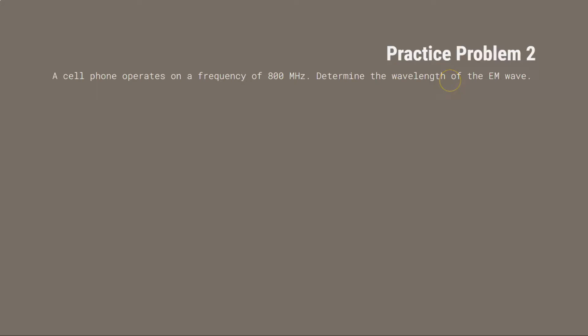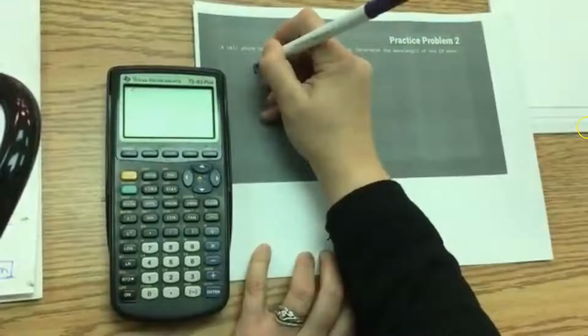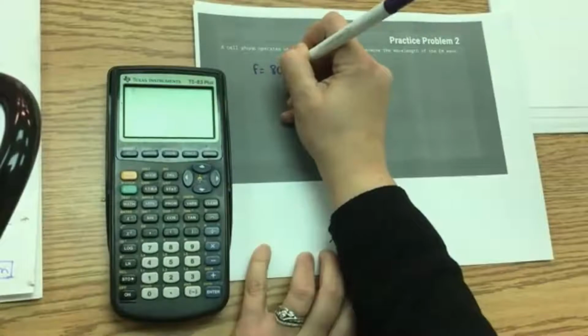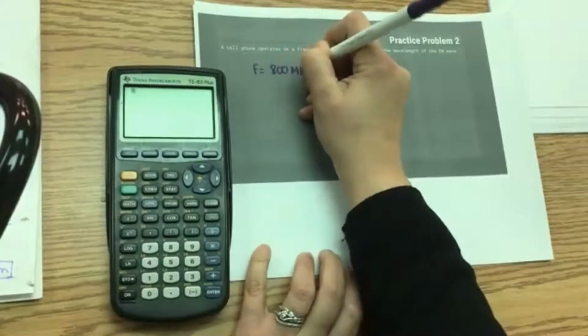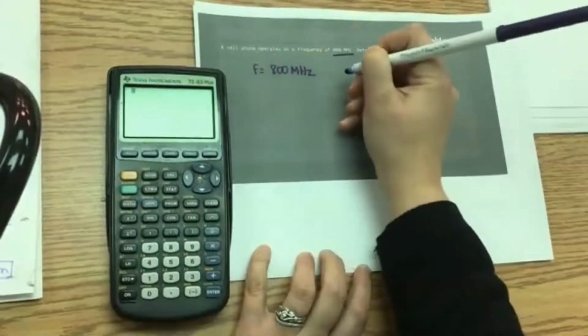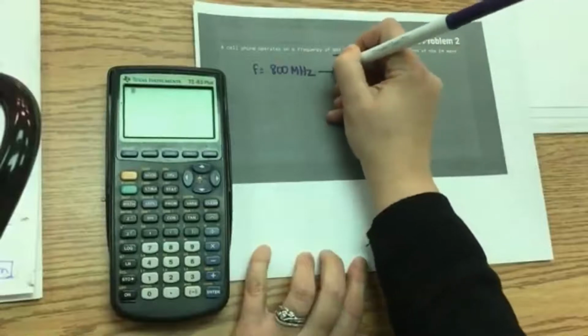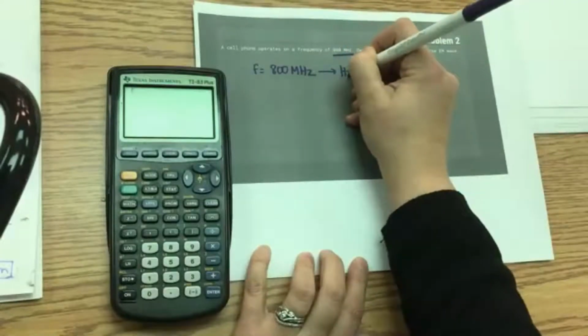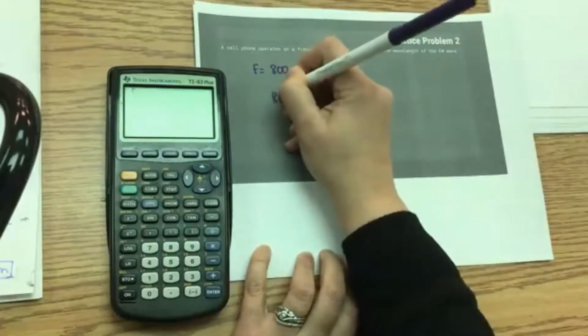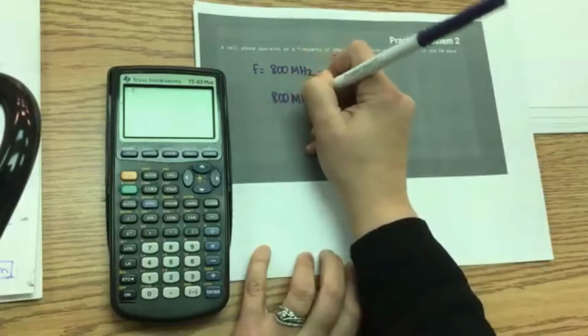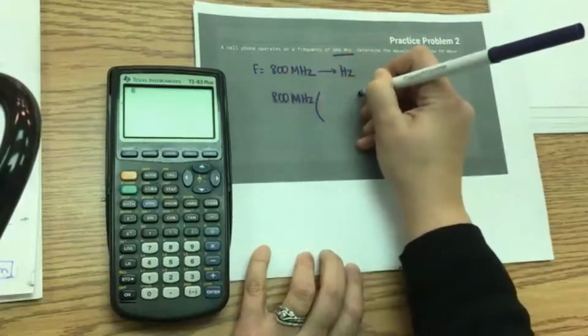So let's try our next practice problem. A cell phone operates on a frequency of 800 megahertz. Determine the wavelength of the electromagnetic wave. This one, we want to make sure that when we write down our frequency, we recognize that this is in megahertz and not just in hertz, which is a problem because we need to convert it. So what we're going to do is a conversion to help us figure out what megahertz is in hertz.